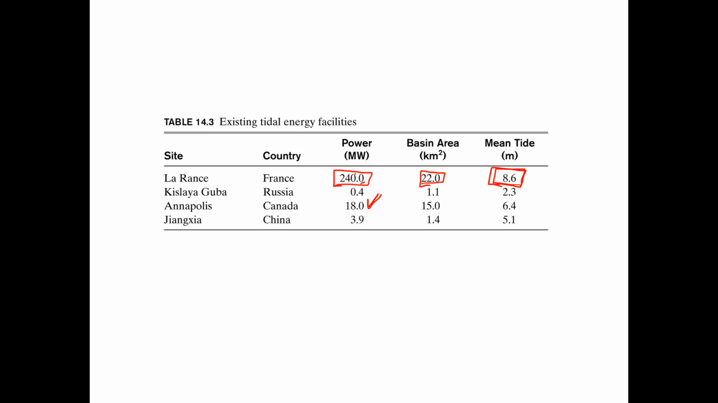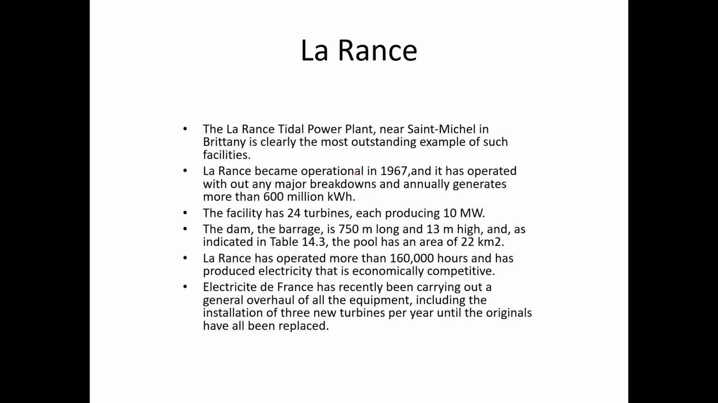So you can see here that just an 8.5 meter tidal range can produce about 240 total megawatts. That specific tidal power plant in France is located near Saint Michel, in Brittany, not far from Nantes. It became operational in 1967, and it has operated without many major breakdowns. Annually, it produces over 600 million kilowatt hours of energy.